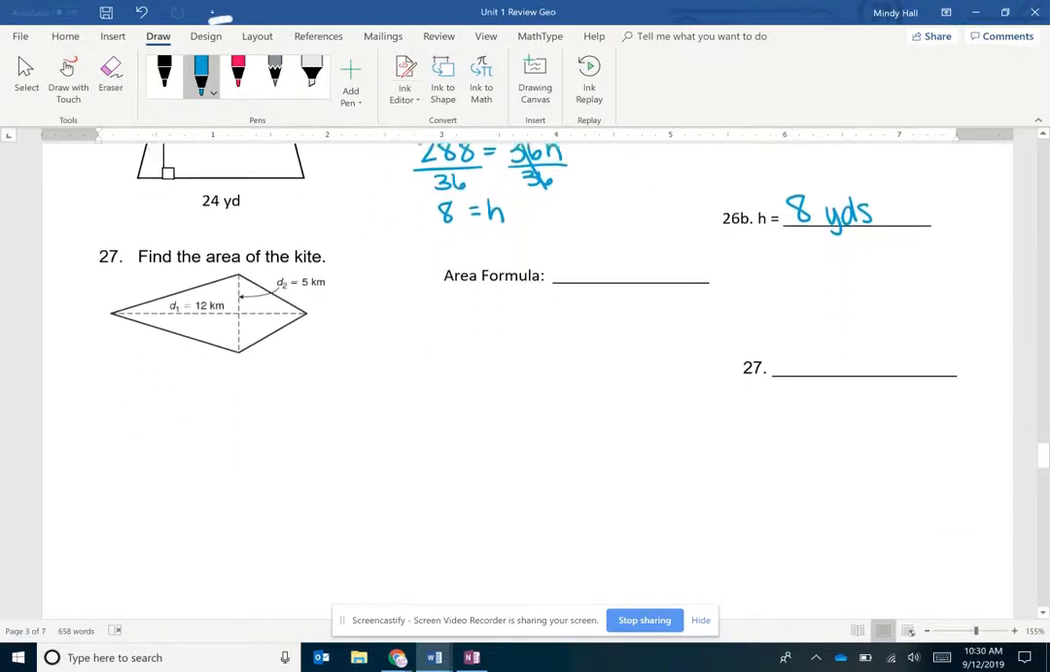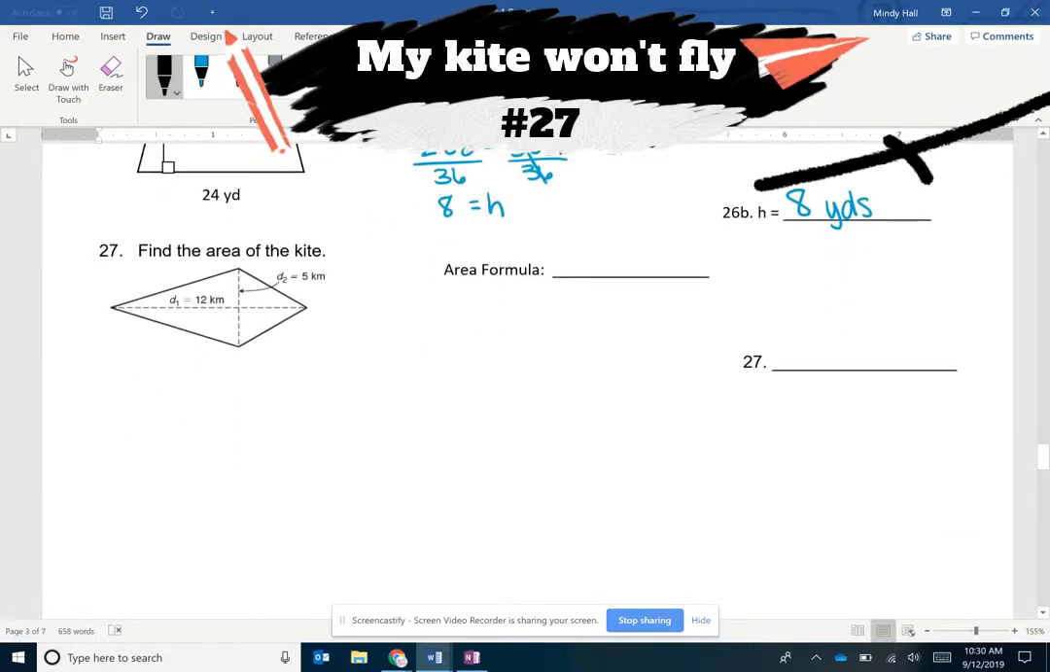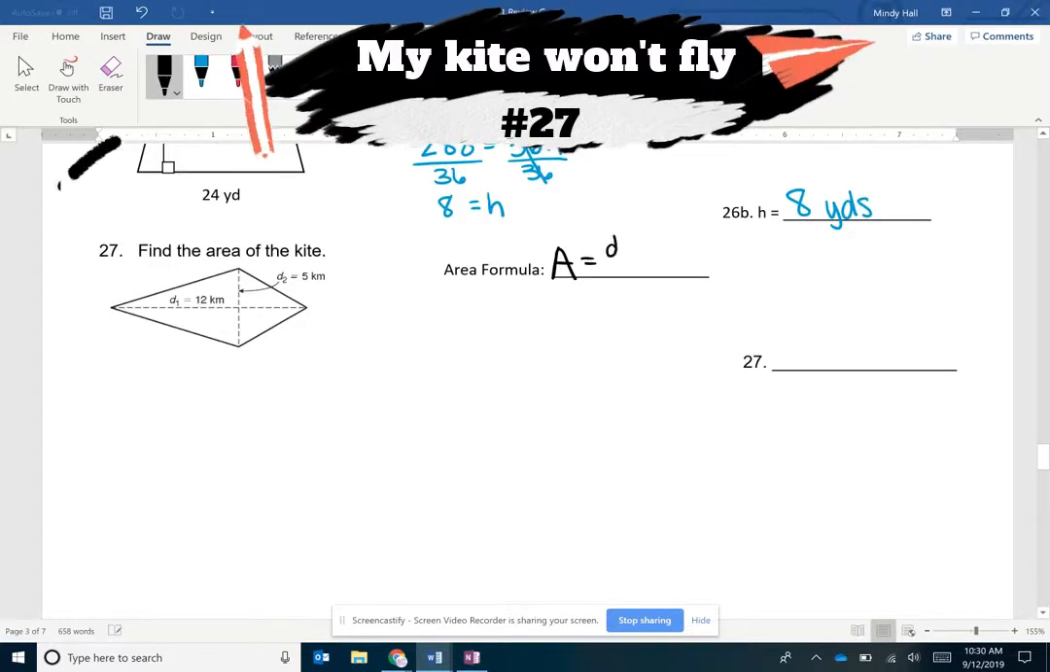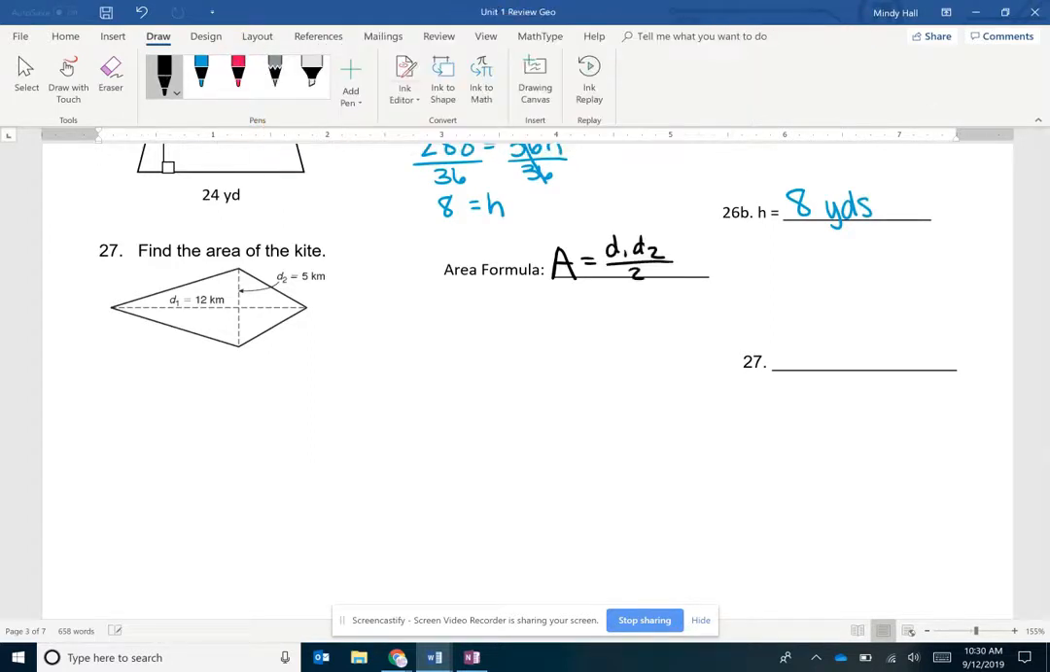All right, so now I want to find the area of the kite. Area formula for the kite is your diagonals multiplied together divided by 2. So in this case, I'm going to have 12 times 5 divided by 2. 12 times 5 is 60, and divided by 2 would give me 30 kilometers squared. Okay?